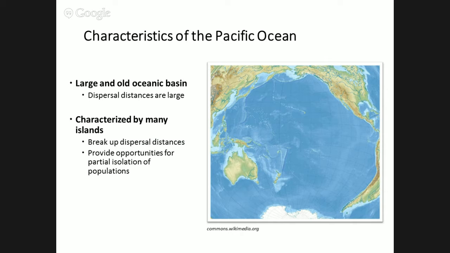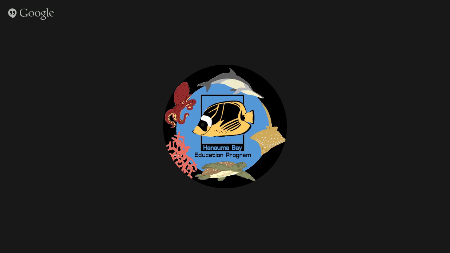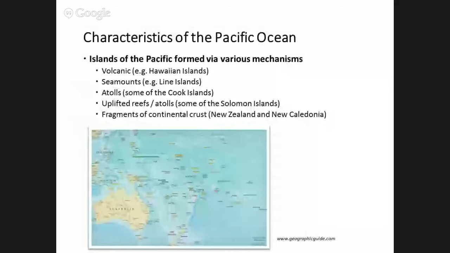These islands are also really interesting because they have come about by a whole series of different mechanisms. So they are not the same in terms of what they're made of and how they developed. And those factors have also shaped the evolution of the organisms that we see in the ocean basin today. So here are some examples. Here in the Hawaiian Islands, we know these are volcanic in origin, so they came about through hotspots. There are a whole series of islands that are characterized as seamounts.